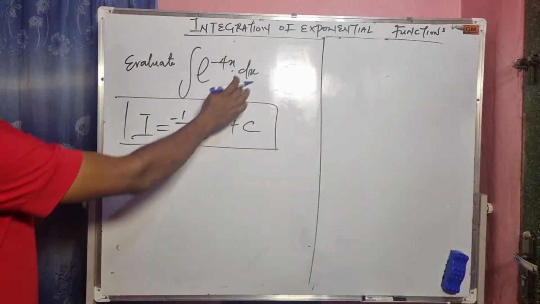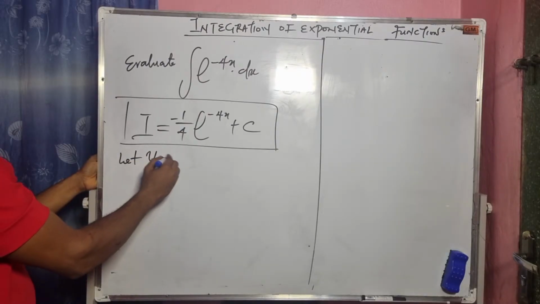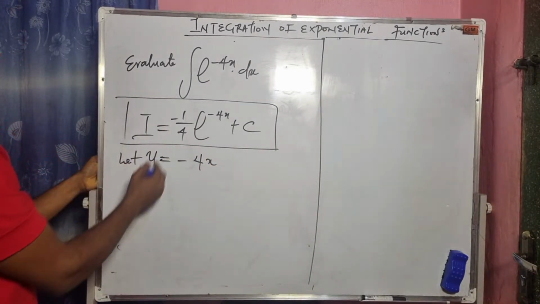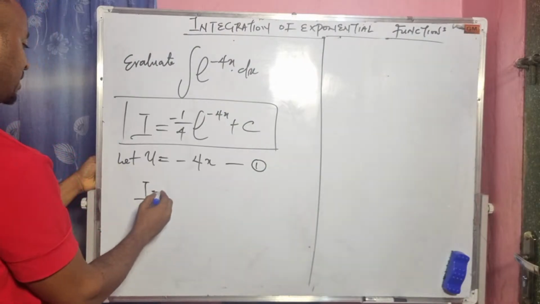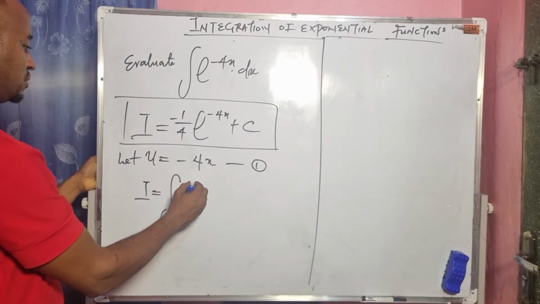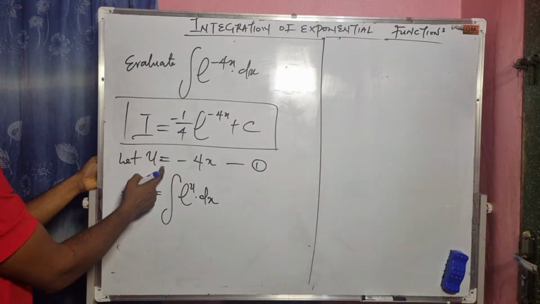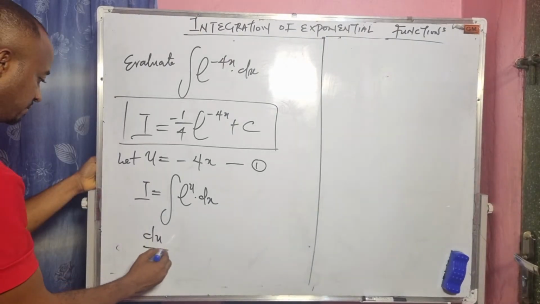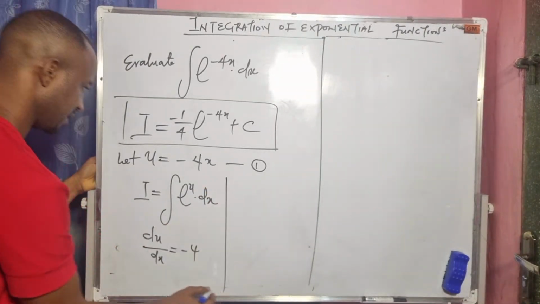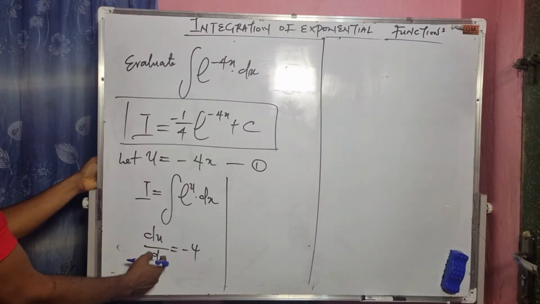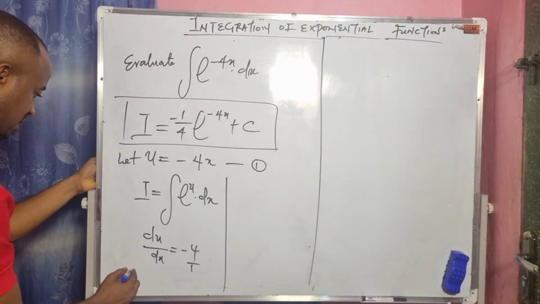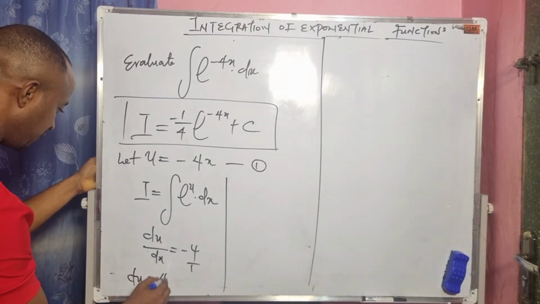But let's verify. We're going to say let u equals minus 4x, right? This is equation 1. So our integral becomes the integral of e^u dx. Then I will differentiate this: we have du over dx equals minus 4. From here, we can cross multiply just to make our dx the subject of the formula.